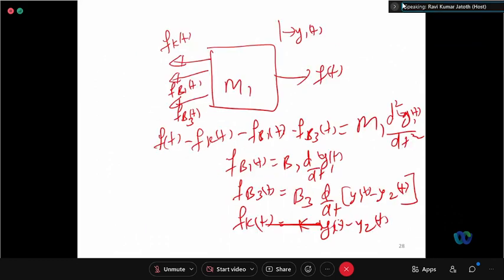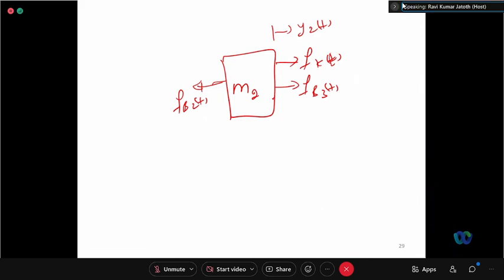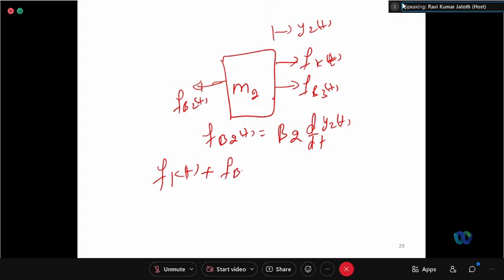So already you know what Fk and Fb3 are; we have already seen them, and the same thing is substituted. But what is Fb2? B2 into d by dt of y2 of t. The rest you all know. Now what is the equation here? Fk of t plus Fb3 of t minus Fb2 is equal to M2 into d square y2 of t by dt square.